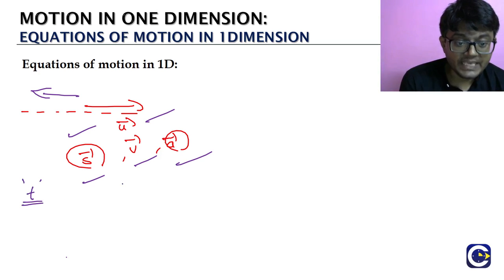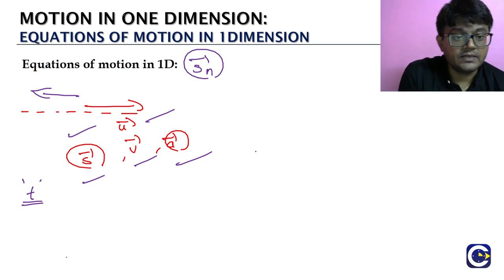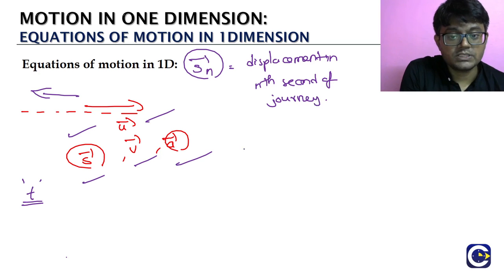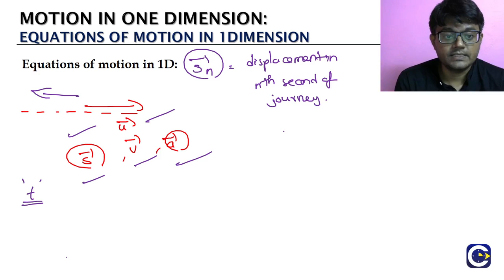Even in the derivations that we have done for the equations of motion, we have seen the formula for S subscript n. Sn is called the displacement in the nth second of the journey. Those who are watching this video probably need to look at the video where we derived the equations of motion, because this is a continuation of that.